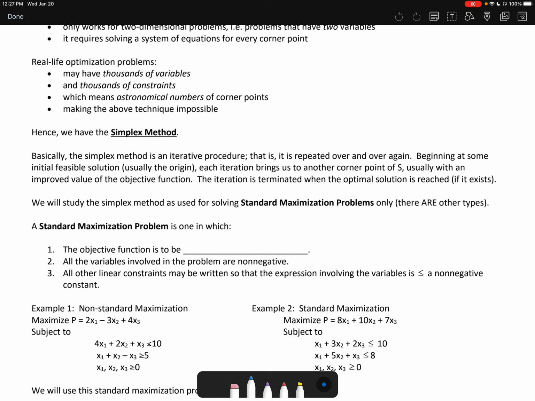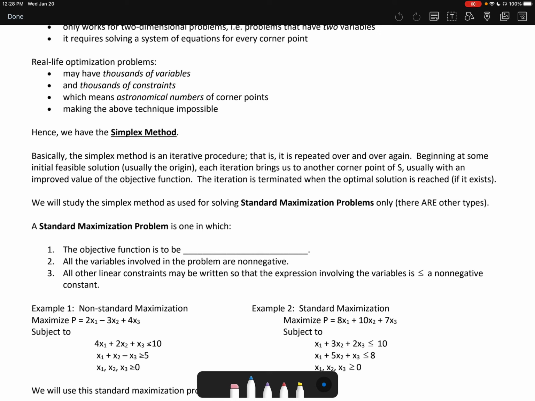You begin at some initial feasible solution. Usually it's at the origin. So notice the 0, 0 was usually one of our corner points. It was one of the options. It never maximized anything. It could minimize it. So usually on this, we're going to start at the origin because that's almost always a corner point.